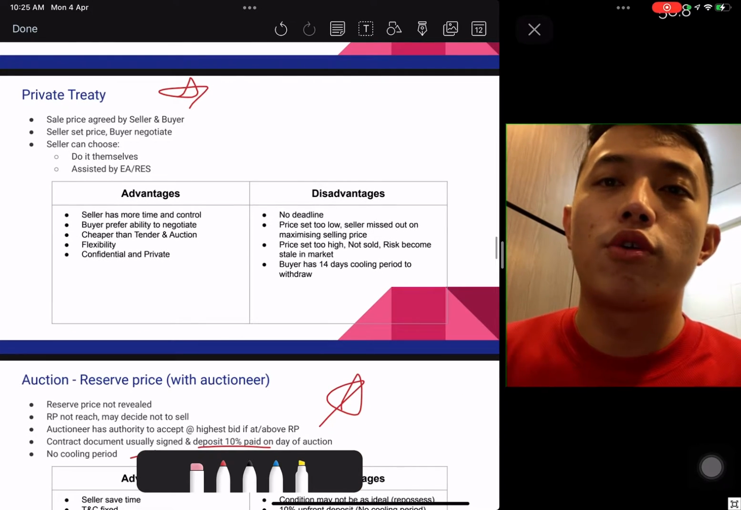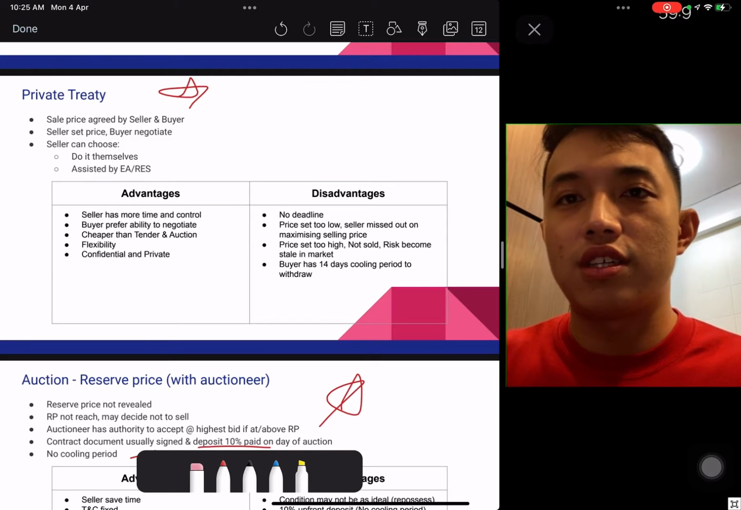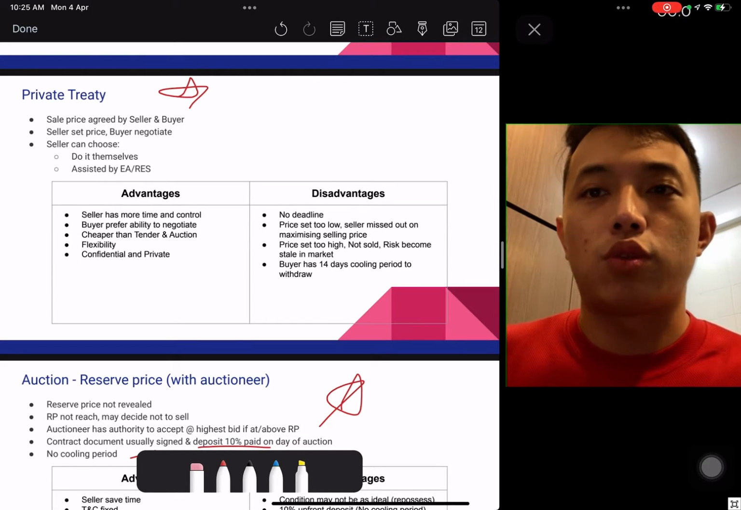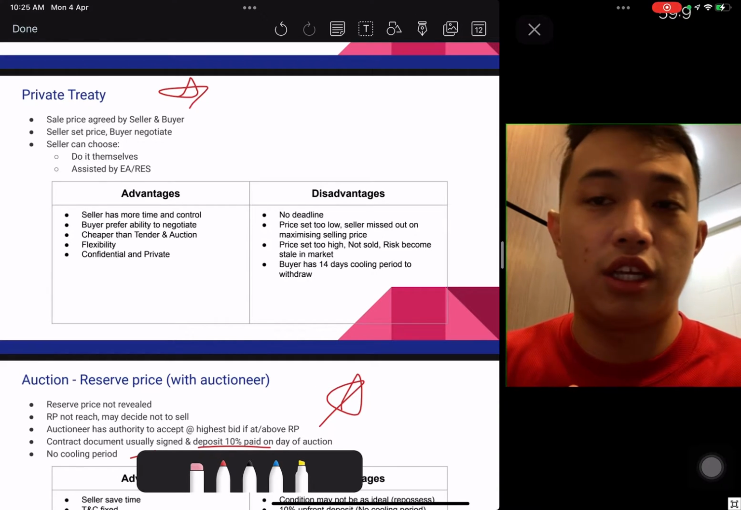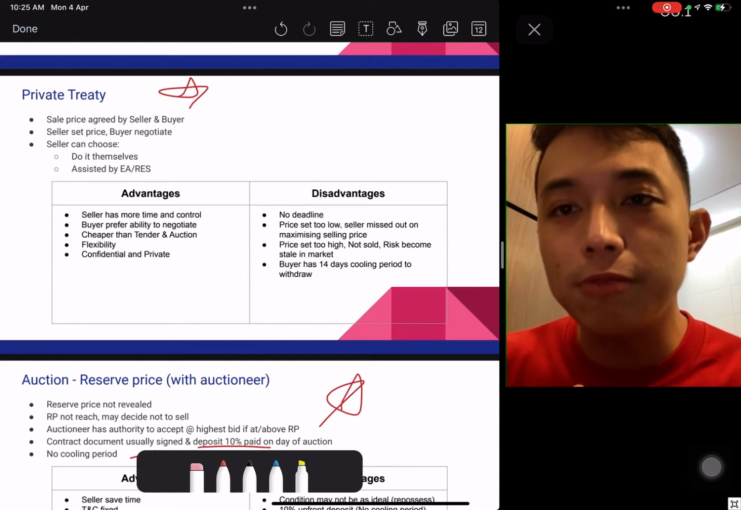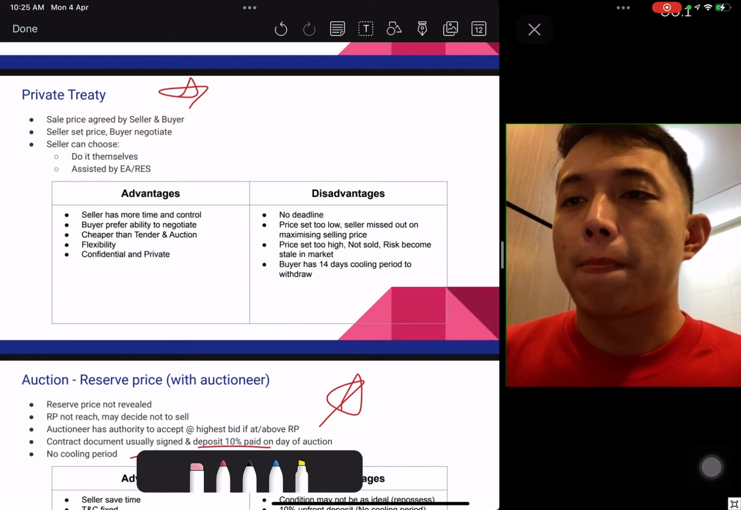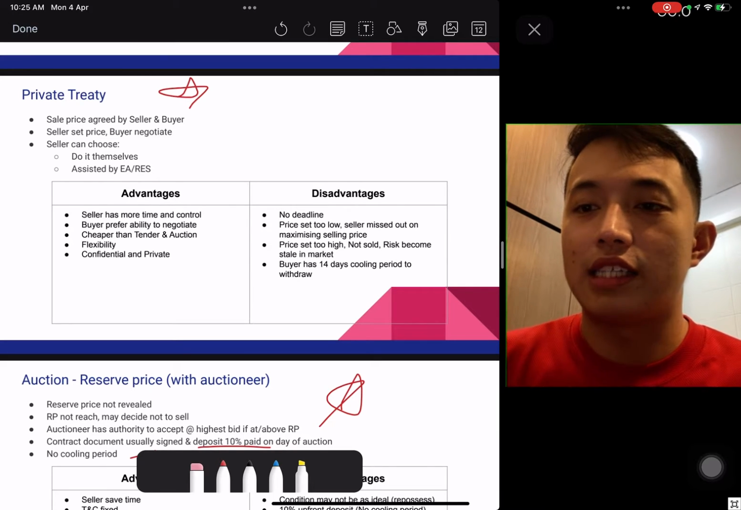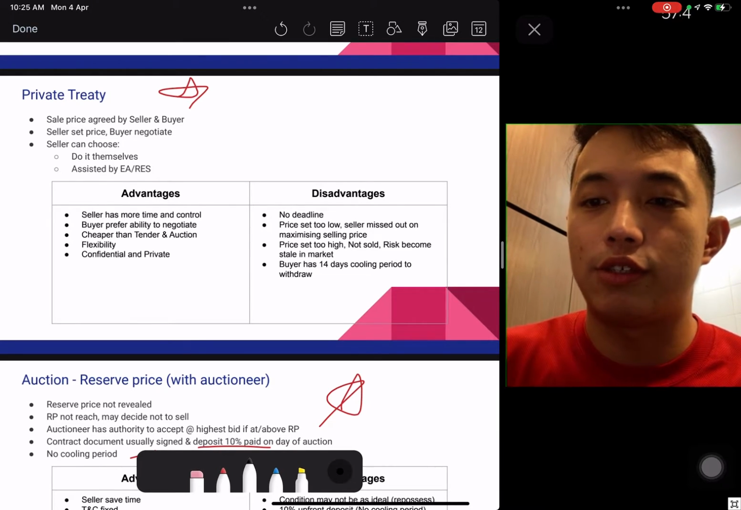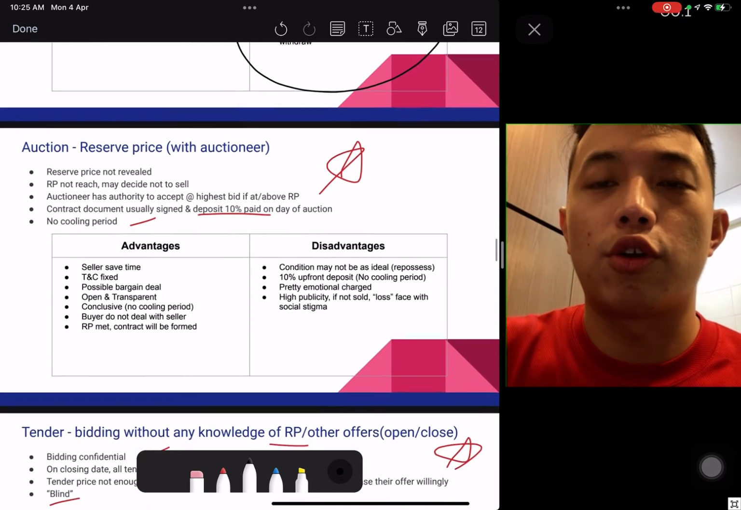So the most common one we will see is actually private treaty. It can be done, with advantages and disadvantages. It will be done privately, one-to-one between buyer and seller with the RES in between to help manage the flow and negotiation with a reasonable price. So guys, read up the advantages and disadvantages. I will not go through this because you guys are actually ready to start preparing for the exam. I can pause the video for you to watch it. I'm not going to go through this.